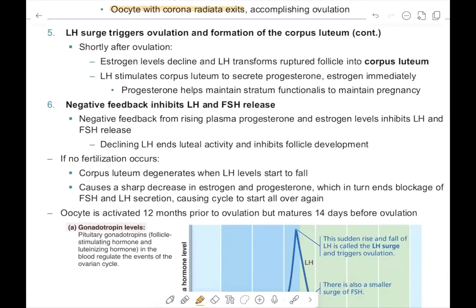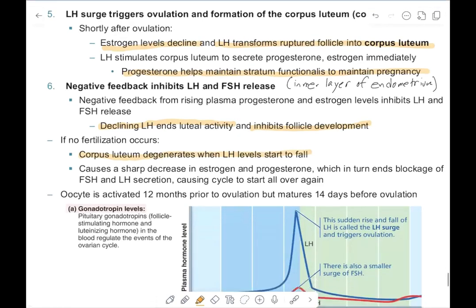So shortly after ovulation, the estrogen levels are going to start to decline, and the LH transforms the ruptured follicle into the corpus luteum. So progesterone helps to maintain the stratum functionalis, which is the inner layer of the endometrium in the uterus. There's going to be declining LH, which ends the luteal activity and inhibits follicle development. So if no fertilization occurs, then the corpus luteum degenerates into the corpus albicans.